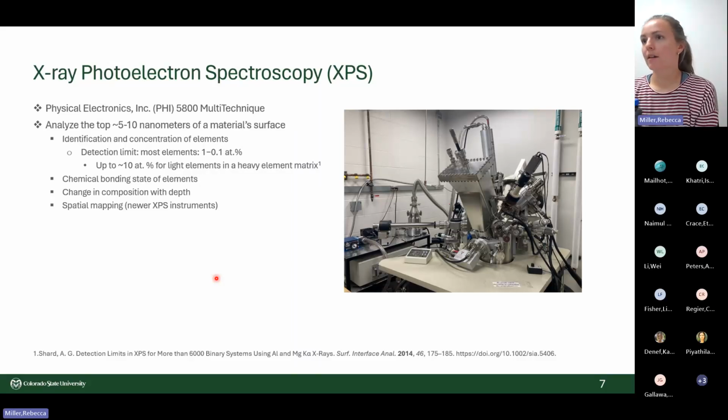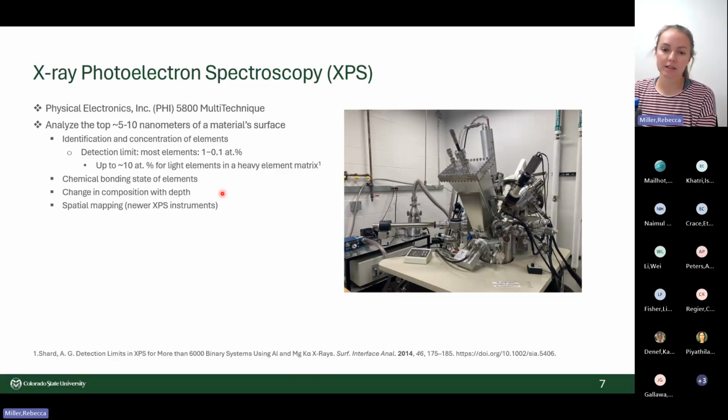Yeah, and the main information you can take away from XPS is listed here. So you're getting information from the top 5 to 10 nanometers or so of a material surface, and we can identify and figure out the rough concentration of elements at the surface. You should keep in mind, though, that detection limits vary based on what the element is and what it's in. For most elements, that detection limit's about 1 to a tenth of an atomic percent.